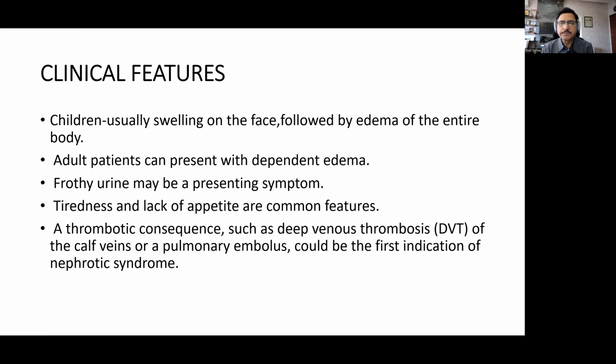Clinical features. In children, usually there is facial puffiness, followed by edema of the entire body. In adults, usually there is dependent edema. Frothy urine may be seen, and there is tiredness and lack of appetite. In a few cases, there are thrombotic events such as deep vein thrombosis of the calf veins or a pulmonary embolic event, which could be the first indication of nephrotic syndrome. Yeah, that's a very rare presentation.